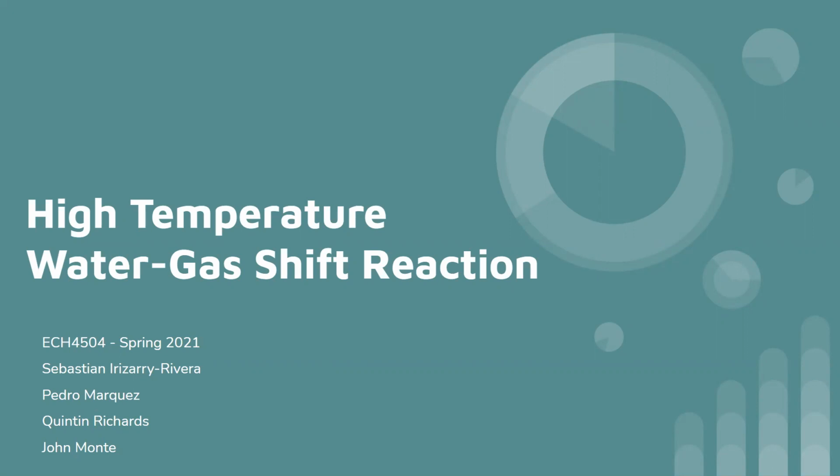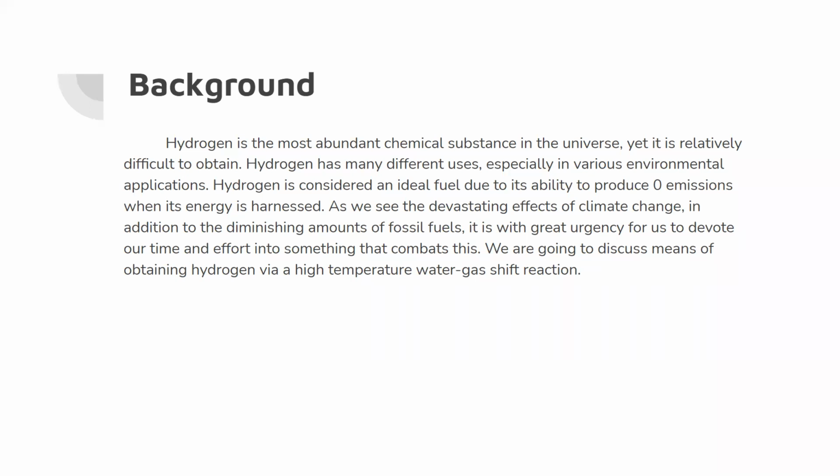And today we're going to be talking about the high temperature water gas shift reaction. So let's get started. For some background, hydrogen is the most abundant chemical substance in the universe, yet it is relatively difficult to obtain. Hydrogen has many different uses, especially in various environmental applications. Hydrogen is considered an ideal fuel due to its ability to produce zero emissions when its energy is harnessed. As we see the devastating effects of climate change, in addition to the diminishing amounts of fossil fuels, it is with great urgency for us to devote our time and effort into something that combats this. We are going to discuss means of obtaining hydrogen via a high temperature water gas shift reaction.